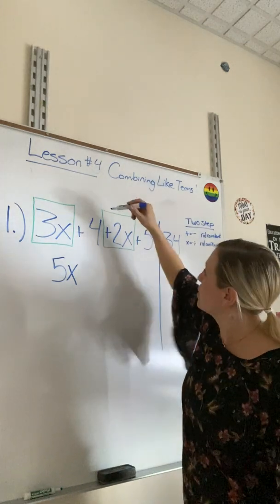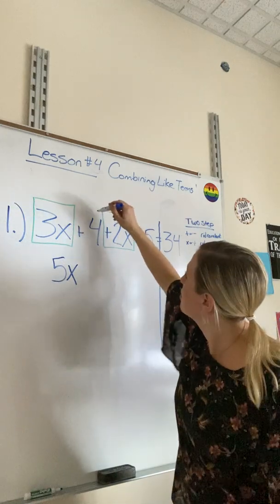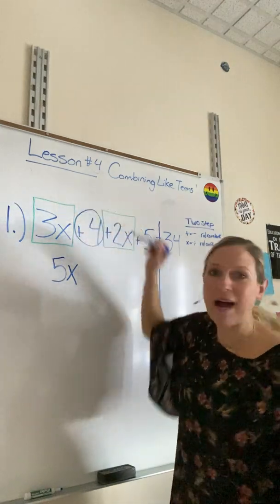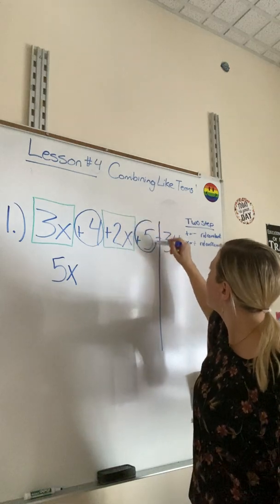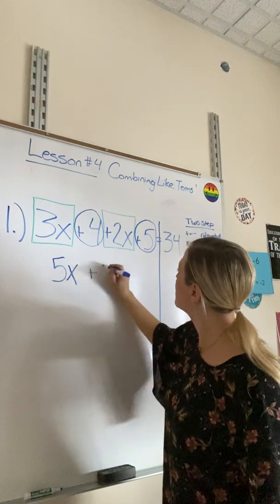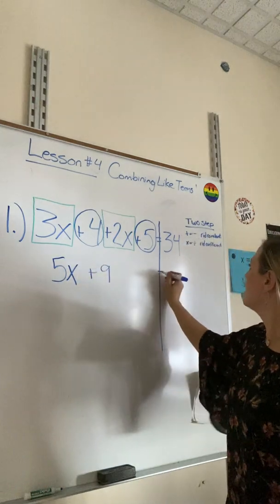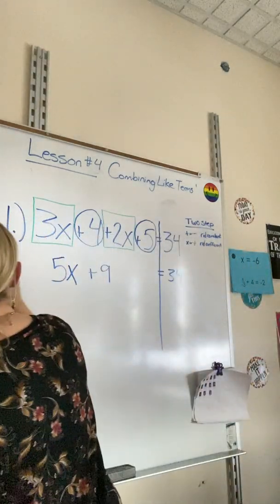Now you're going to combine the terms that don't have letters. What do you call terms that do not have letters? Constants. So combine the constants, positive 4 and positive 5. 4 plus 5 is positive 9, equals 34. Now we're at a 2-step.